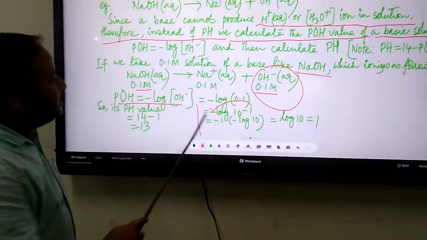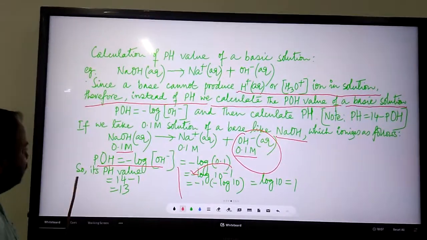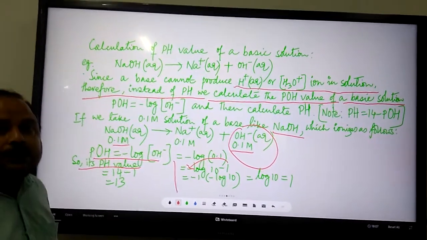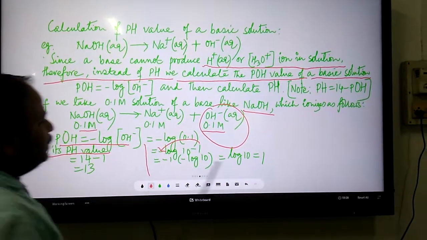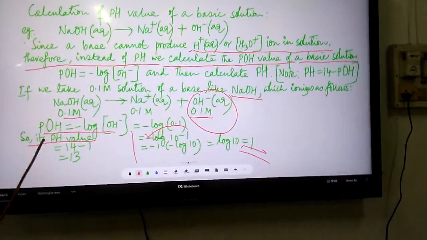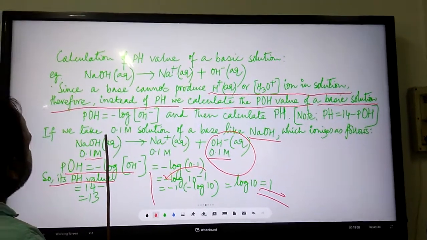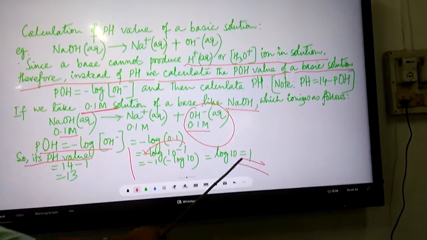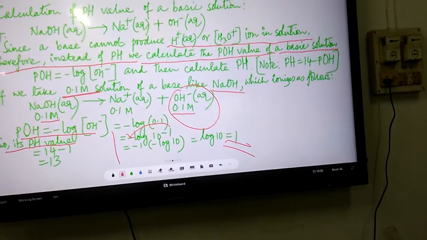So far we have not calculated its pH value. If we want to know its pH value, then we should use this relation. pH value is 14 minus pOH value. We got the pOH value to be 1, and therefore the pH value of sodium hydroxide solution, which is having 0.1 molar concentration, is 14 minus this pOH value, which is 14 minus 1, equal to 13.